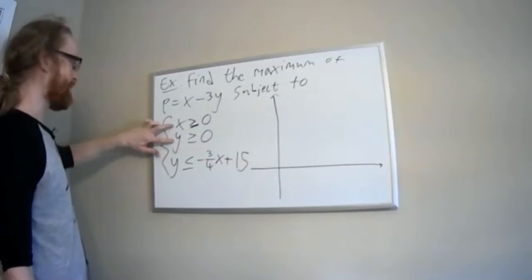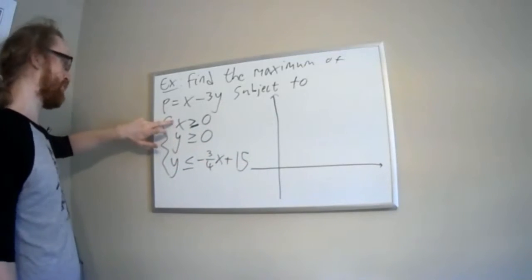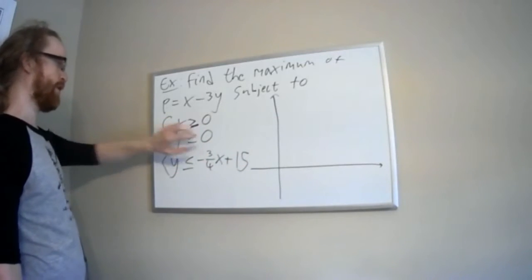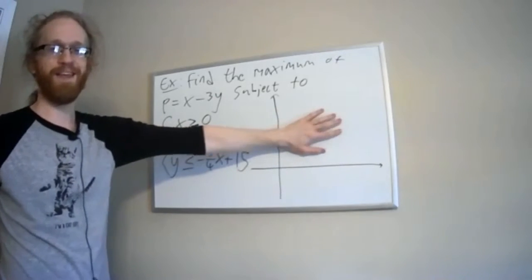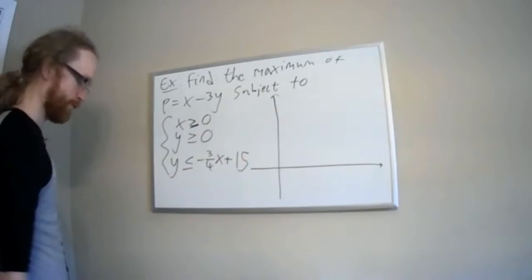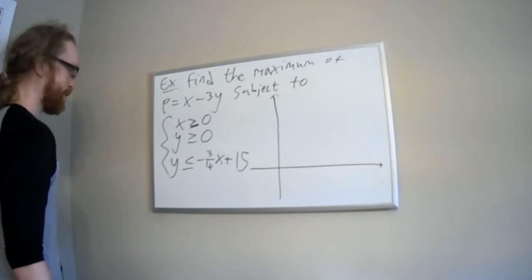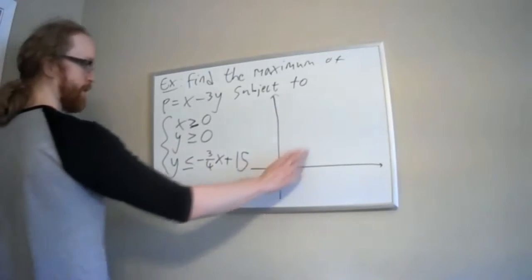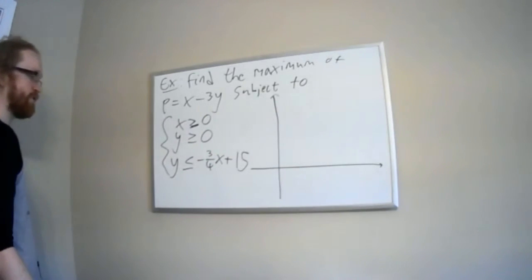If you ever have these 2 constraints, x greater than or equal to 0 and y greater than or equal to 0, you're automatically up here. You don't have to worry about the other quadrants of your graph. So that's a little shortcut. So I'm not even going to bother with these. I know I'm up here. That's where my feasible set will be.